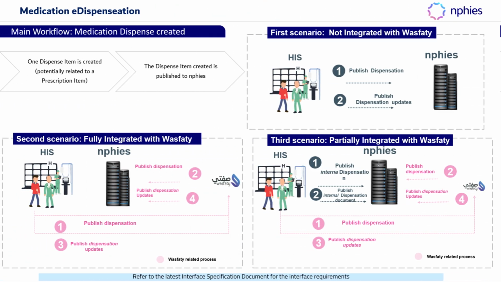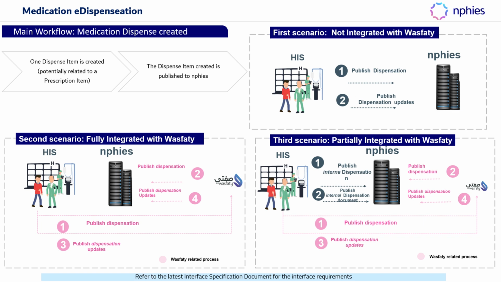For the medication e-dispensation use case workflow, there are 3 scenarios. The first scenario is in the case when the healthcare organization is not integrated with the external system, WASFA-T. The health information system will publish the dispensation to Nphies, as well as will be able to publish dispensation updates. Whereas in the second scenario is when the healthcare information system is fully integrated with external system, WASFA-T. Thus, the health information system will publish both the dispensation and the dispensation updates to the external system, WASFA-T, then it will be published to Nphies.